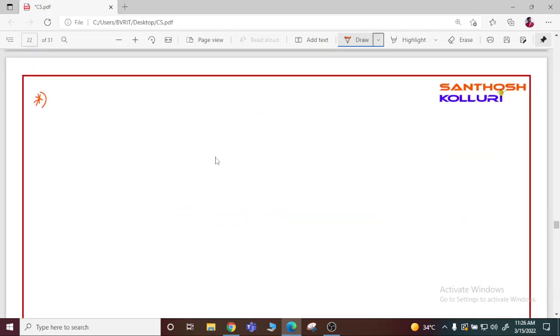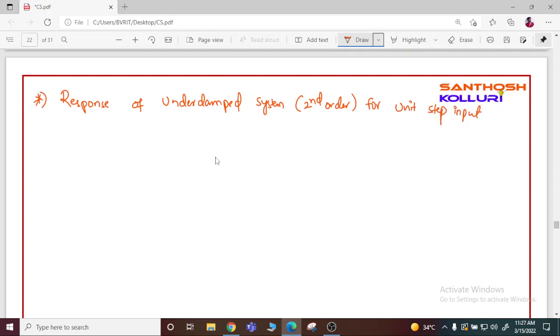The next topic is response of underdamped second order system for unit step input. So, this is important for examination point of view. Response of underdamped system, underdamped second order system for unit step input.